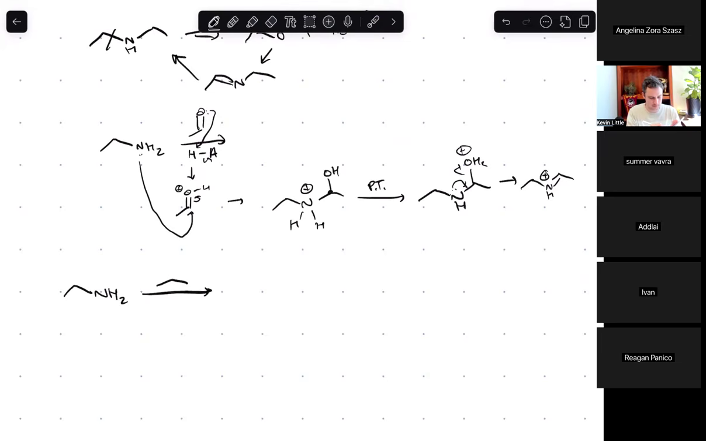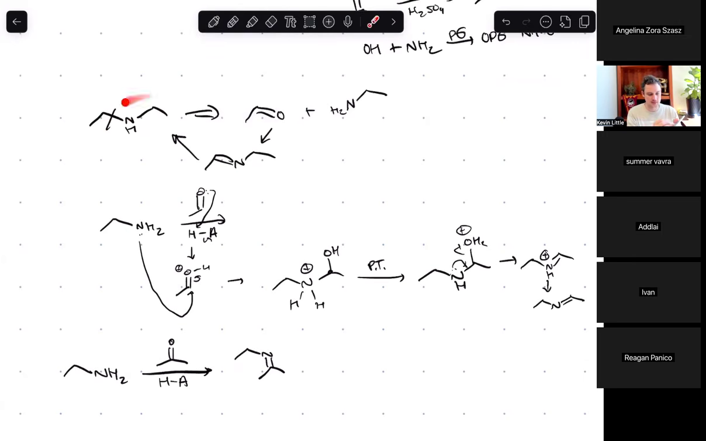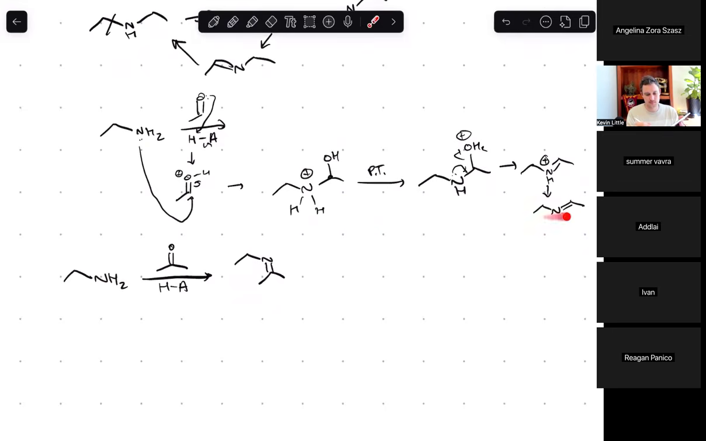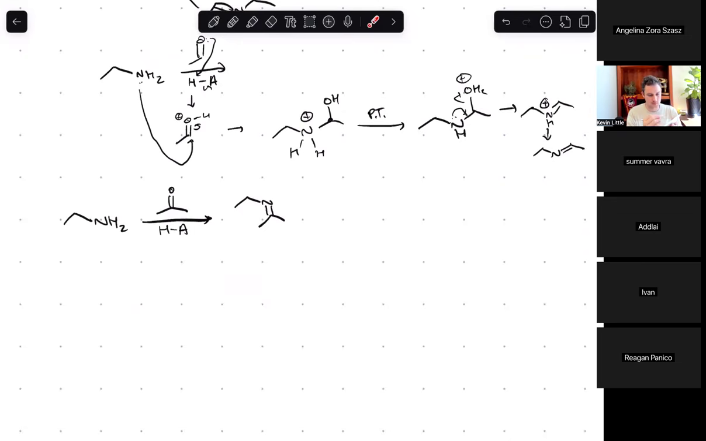I'm going to draw this just slightly different. Let's say I do this reaction with some sort of acid. I'm going to get the same mechanism we just did above. Deprotonating it would not get you to the product. It would get you to the imine. So if I wanted to get to this, I would have to then reduce it. That would be a different step. But yes, that's an imine, totally fine, right?